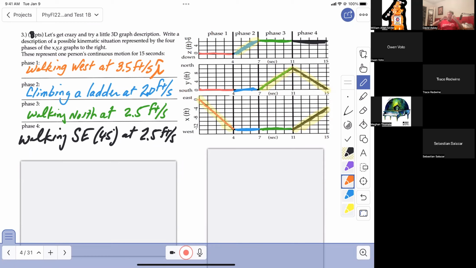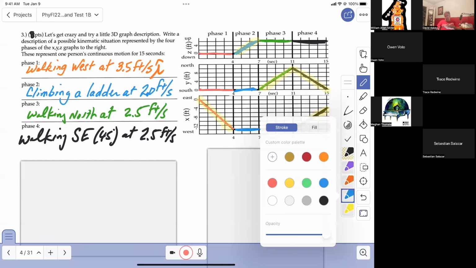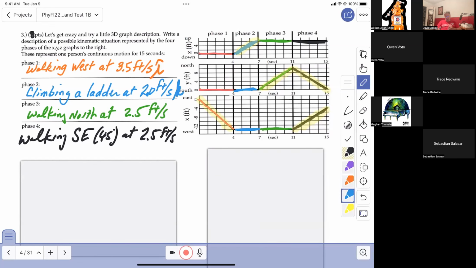But I've said the word west, so if I say he's walking west at negative, that gets confusing. Wait, he's going west, but it's negative, so he's actually going east? So either say he's going west or just say he's going negative 3.5 feet per second iRoof. Climbing a ladder, in that case you would just put K-roof, and that's positive. That K is like a lowercase cursive K with the roof on it.